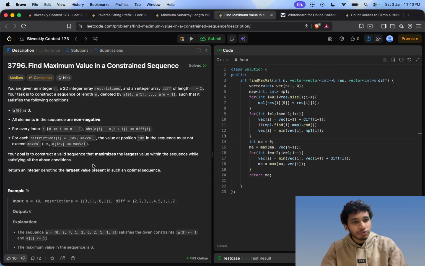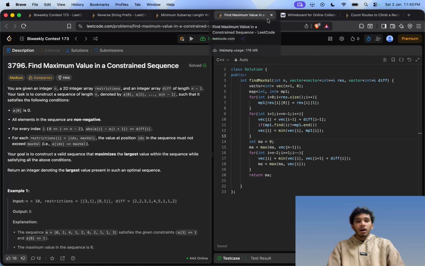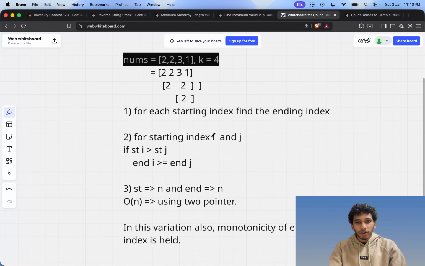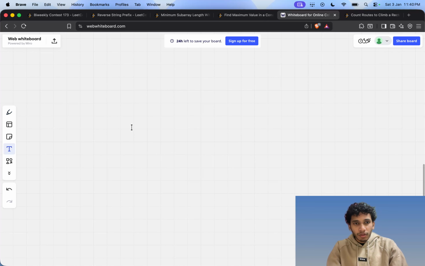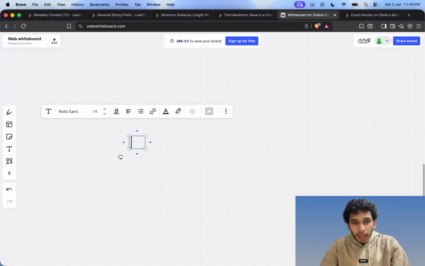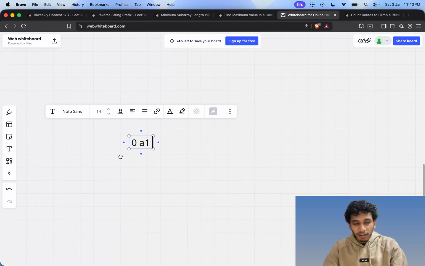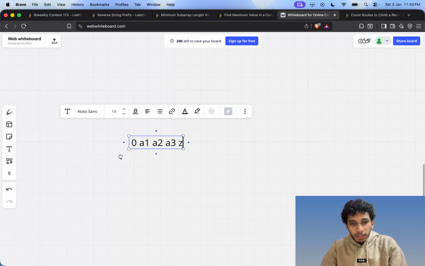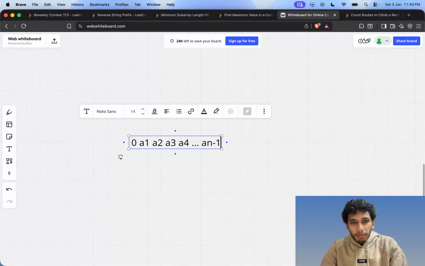Your goal is to construct a valid sequence that maximizes the largest value within the sequence while satisfying all the above conditions. So first let's analyze the problem. What did the problem say? We have an array where we know that the first element is 0. Now the next elements are, let's say, a1, a2, a3, a4, up to a(n-1).